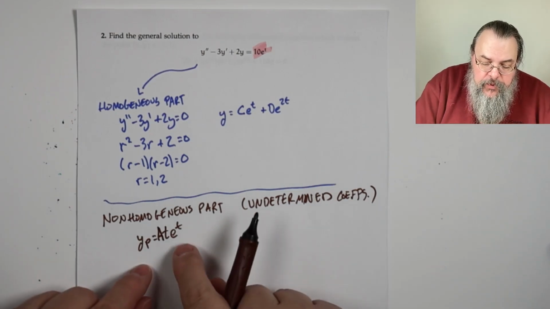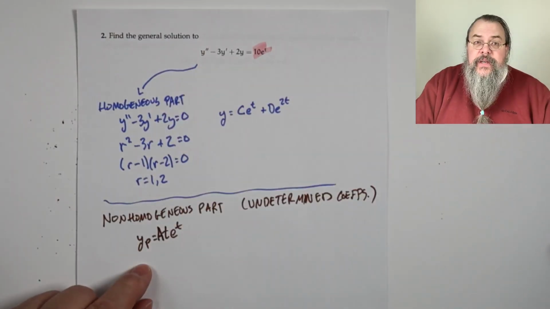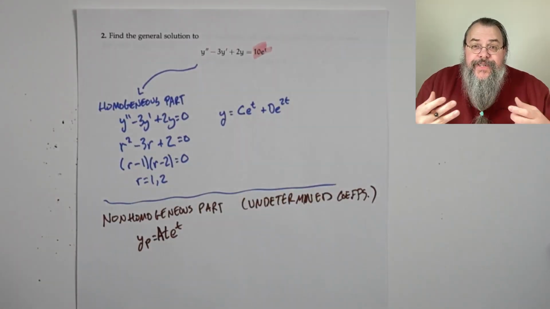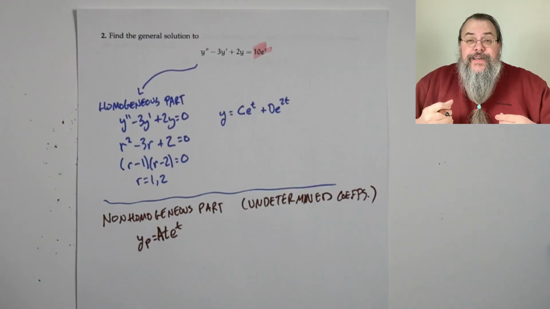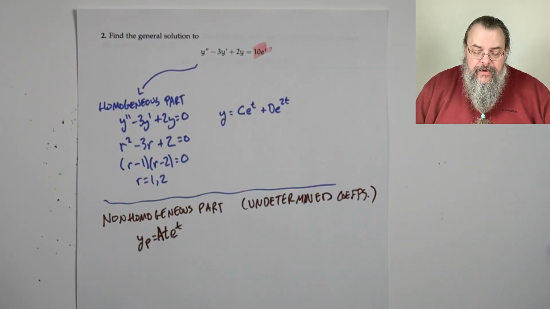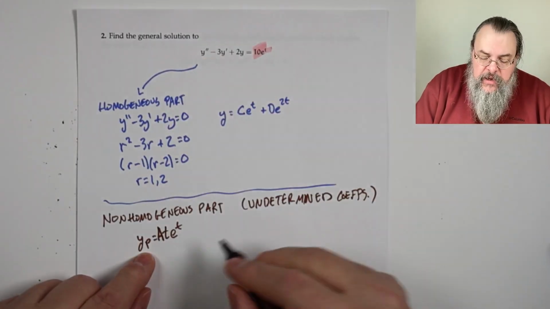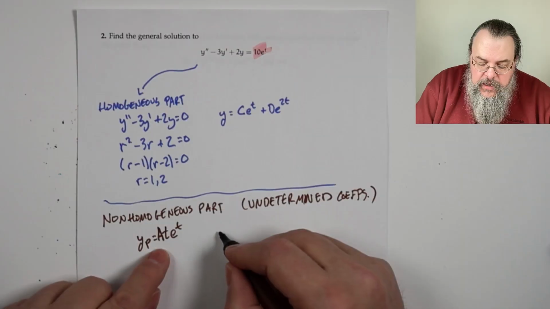Well, we're going to throw this into the machinery. We're going to throw this into that differential equation and see what a has to be in order for this to make sense. So we need to take a derivative and a second derivative. Okay, so let's take one derivative, product rule.